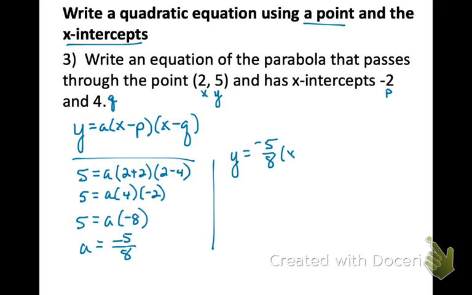Then you'll plug in negative 5/8 for a, negative 2 and 4 for P and Q. But remember that in the general form, you have to subtract those values. So x minus a negative 2 is the same thing as adding 2. And then we'll have an x minus 4.